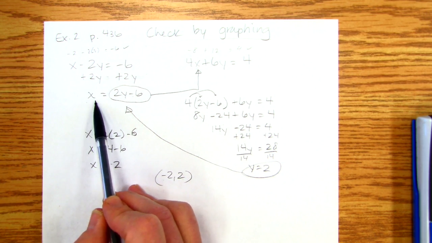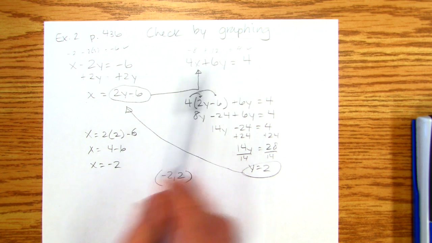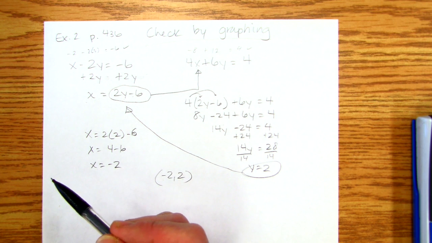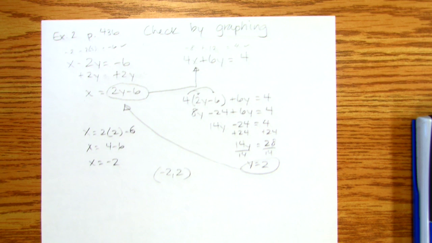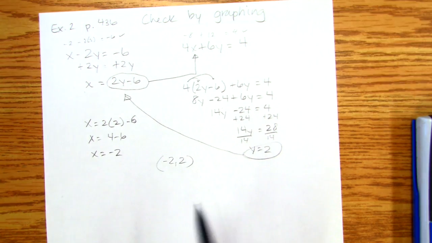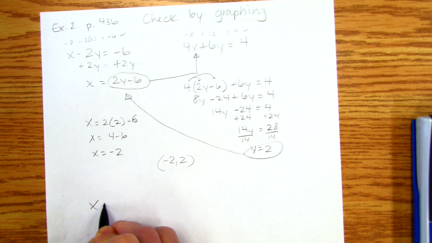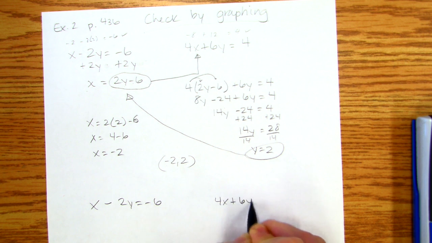We isolated x, so we got x equals 2y minus 6, and then we plugged that into this equation. And we found our solution by substitution. But if I wanted to graph these, I need to get y by itself. So you actually have to go back and sort of start over. And these were my two equations, x minus 2y equals negative 6, and 4x plus 6y equals 4.